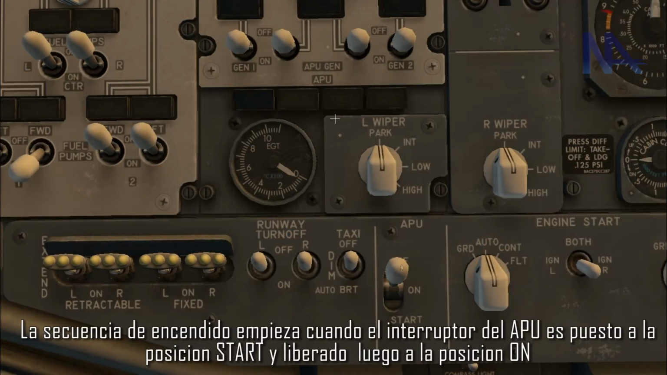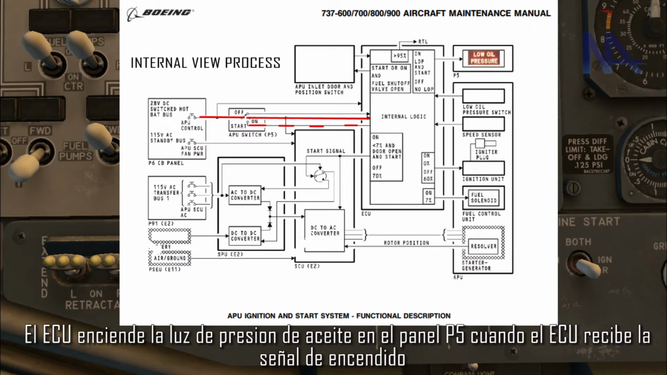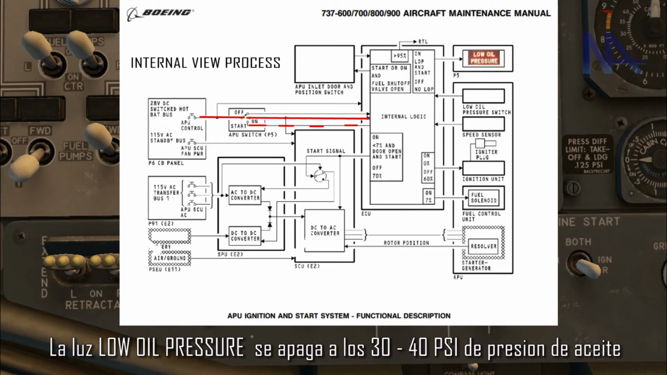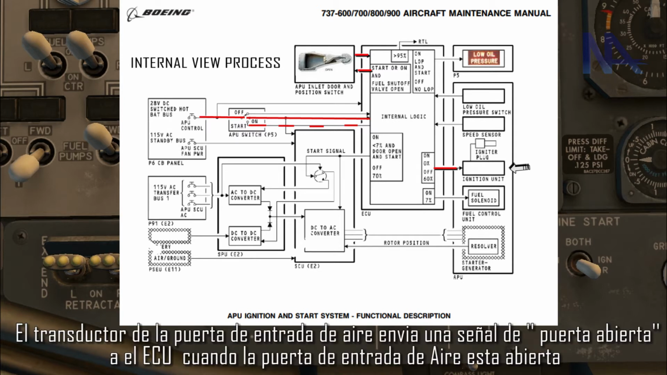The start sequence starts when the APU switch is put to the start position and released to the on position. The ECU turns on the low oil pressure light on the P5 panel when the ECU receives the start signal. The low oil pressure light goes out at 30 to 40 psi oil pressure. The ECU opens the APU fuel shutoff valve and air inlet door. The inlet door switch sends a door open signal to the ECU when the air inlet door is open.